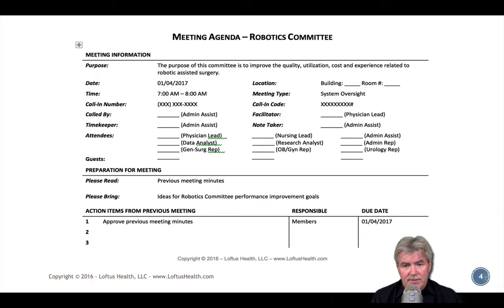In this particular one, I put in the meeting type just to let people know, this is system oversight, so we're looking at system work, not necessarily facility work. Sometimes you do that, but in this particular one, we'd have to really emphasize that this is about the system.